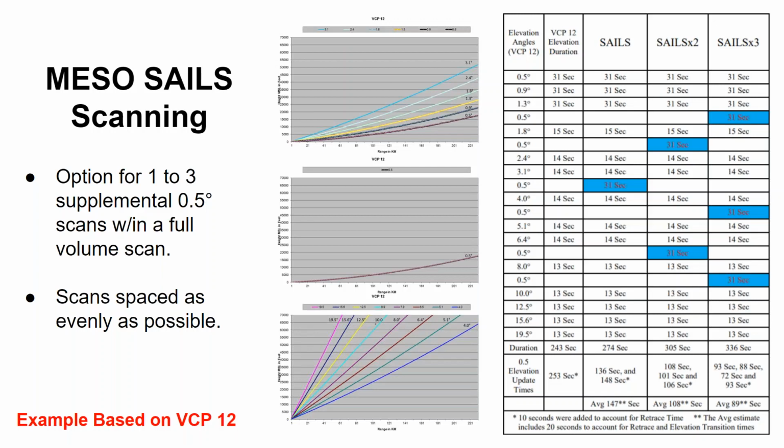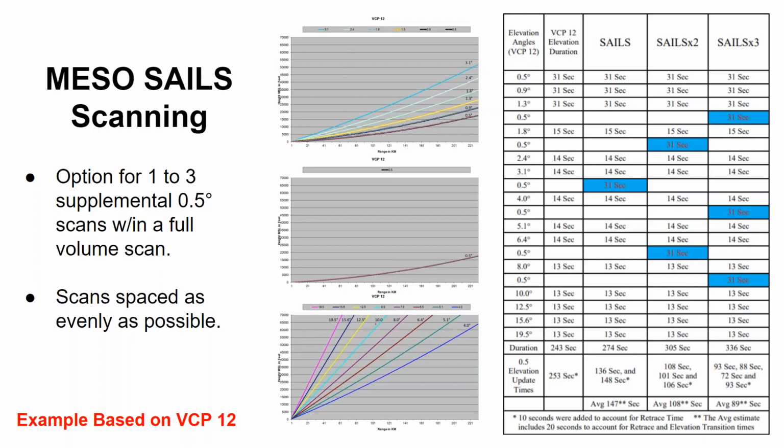But nevertheless, just as a reminder, you have options for 1 to 3 supplemental 0.5 scans within a full volume scan. Depending upon which SAILS you pick, 1, 2, or 3, the 0.5 cuts are spaced as evenly as possible. So the engineering behind it is you start out with your Doppler cuts. If you're in SAILS 1 or 2, you go up anywhere between 4 to 6 volume scans, and then you come back down and do another cut. And then you do a couple more scans, and then you come back down and do the 0.5 cut again. And for SAILS 3, that is obviously a higher frequency. So you're up, down, up, down, up, down, up. So you can imagine the radar's working hard.